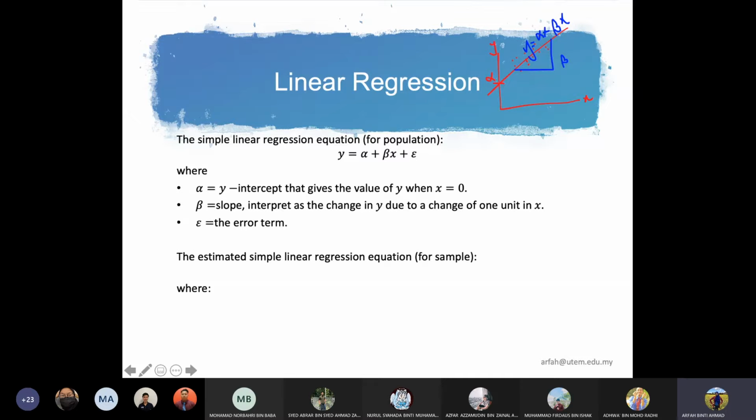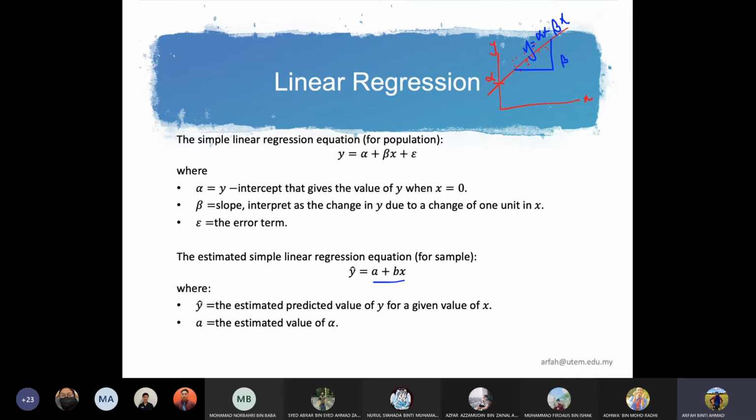So the estimated simple linear regression for sample, Y hat akan sama dengan A tambah BX. Yang mana Y hat is the estimated predicted value of Y, nilai Y yang kita predictkan daripada equation ni. Then A is the estimated value of alpha. That is dia punya intercept of Y when X sama dengan 0. And B is the estimated value of beta. That is dia punya slope.